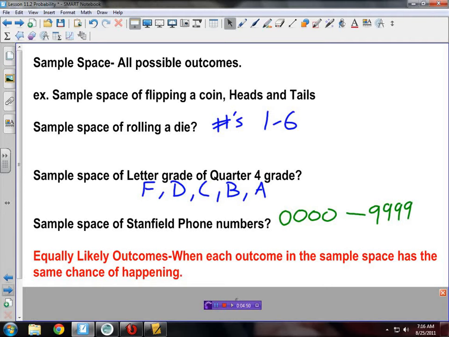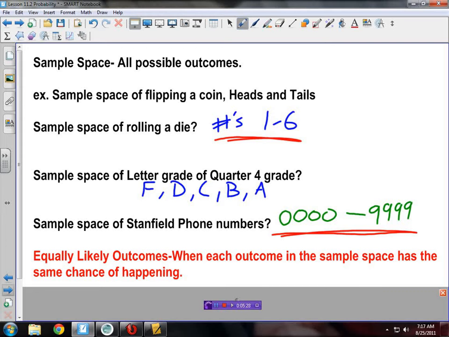Now, equally likely outcomes is something we need to talk about, and it's when each outcome in the sample space has the same chance of happening. Some examples of that would be the first one we talked about, rolling a die. Most dice, unless you buy a trick one, will have the same likelihood of rolling a 1 or a 5 or a 6 or a 3 or a 2. So that's going to be equally likely. Also, if you randomly punch some numbers in the phone, those will be equally likely.